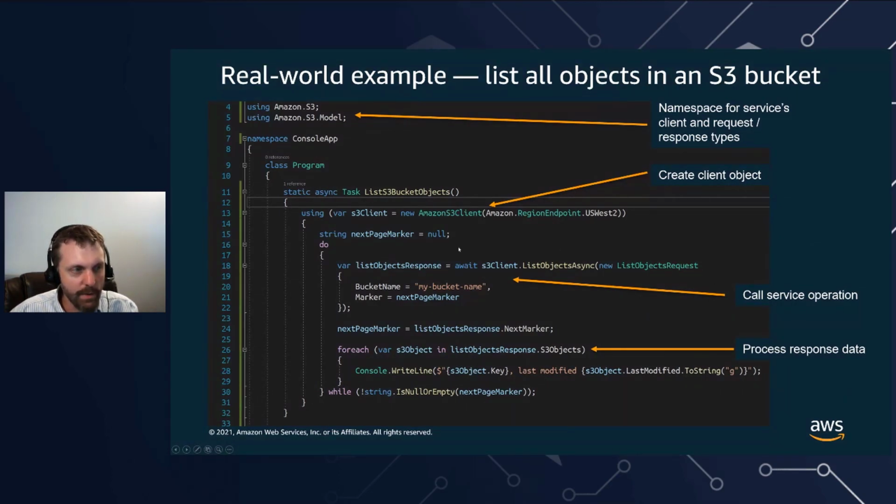One thing I want to point out here is if you look, we see next page marker and next marker. Many of our service calls actually allow you to use pagination. So for instance, with S3, it will return a maximum of 1,000 items. If there are more items available than can be returned in one call, you can request the next batch of items.